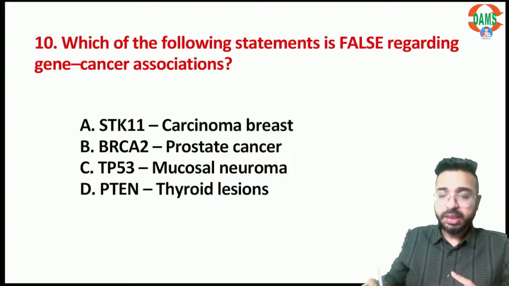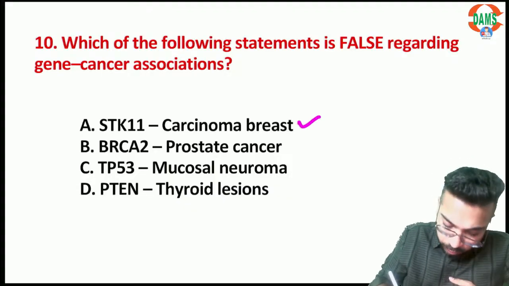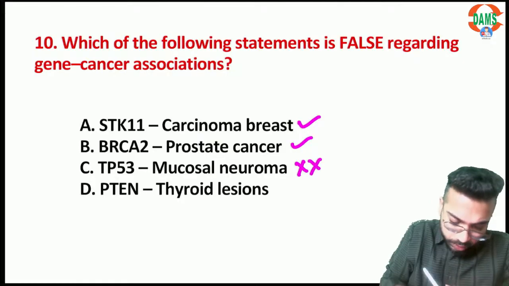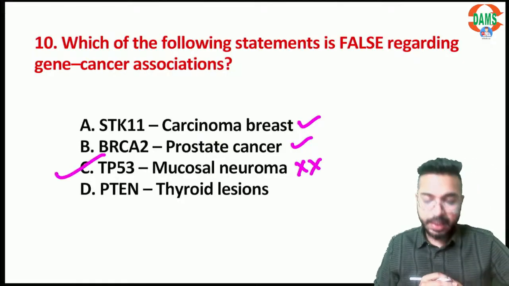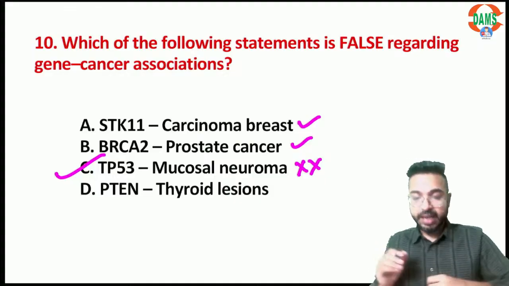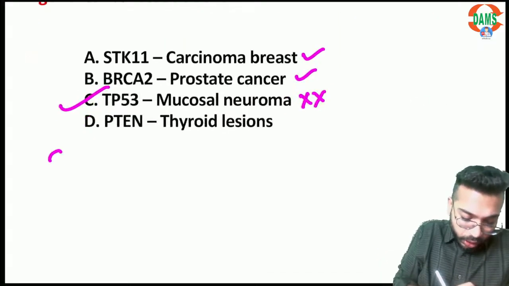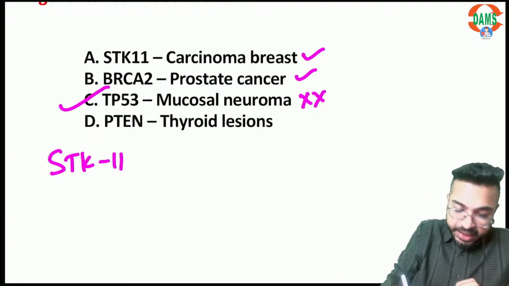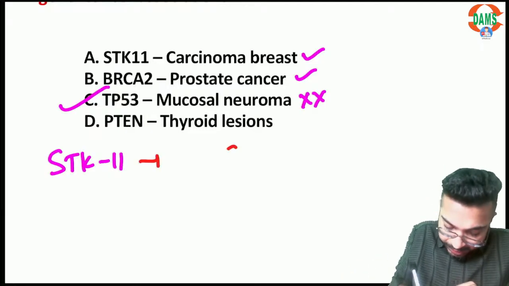STK11 really means a lot, Baba. STK11 gene mutation, carcinoma breast, yes. BRCA2 prostate cancer, yes. We studied this. And TP53 mucosal neuroma, no. I hope there was no match of the following question. PTEN is for thyroid lesions, right? So quickly revise. First of all, when you talk about STK11, remember STK11 generally is involved in STK gene.